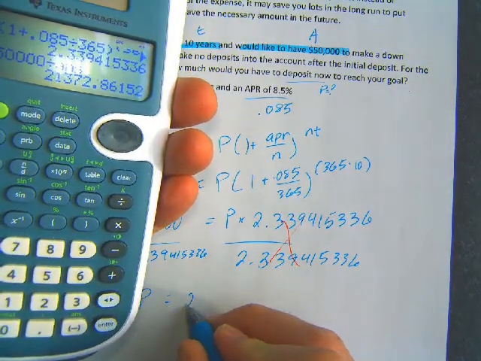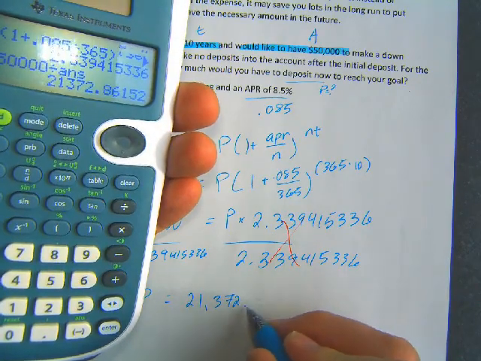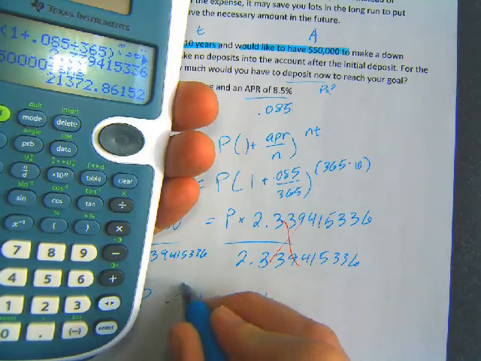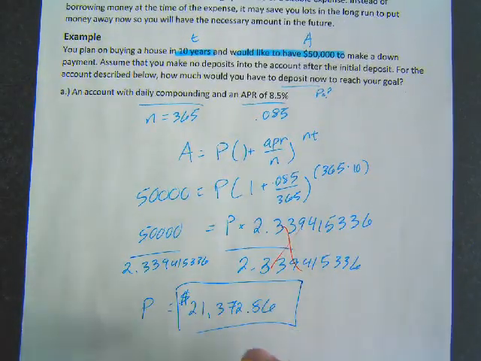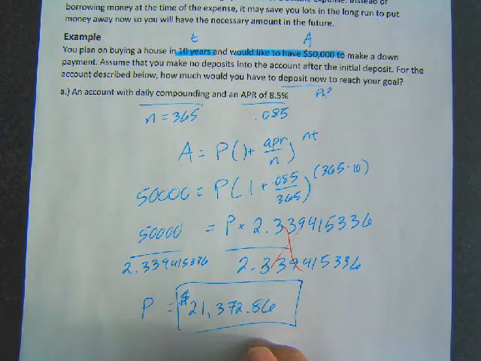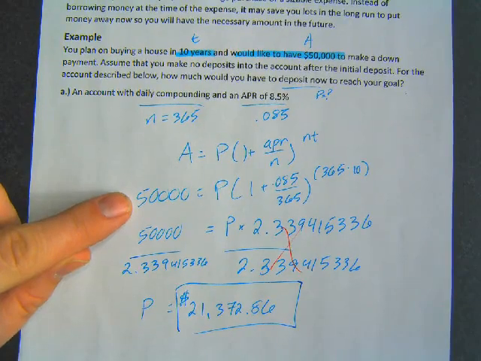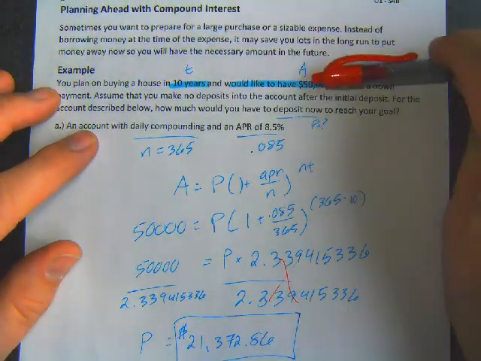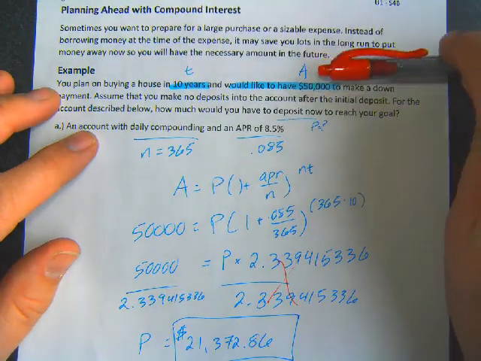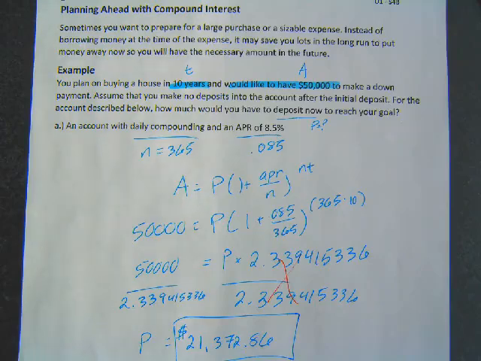So either way, you get $21,372.86. So this is the money we'd have to put away now, so that in 10 years we would have $50,000 for that down payment. The big thing here to notice is that the amount they gave you up here is not your principal. It was the amount they wanted to have in the future, not the amount they have now. And I think that's where people really get stuck on this problem.